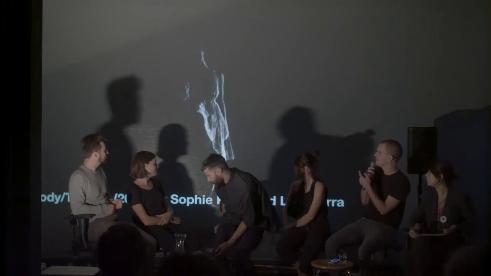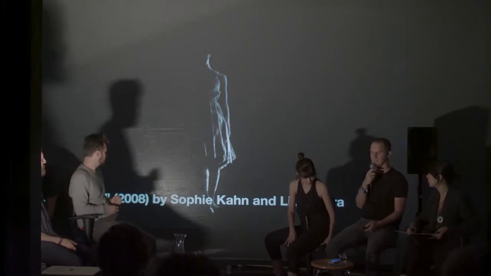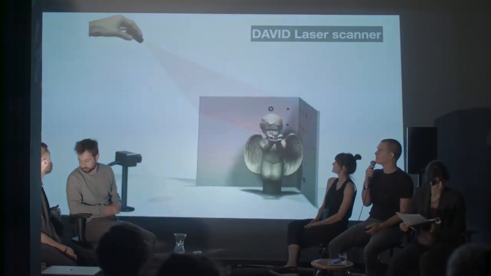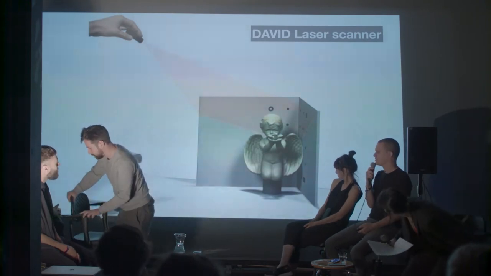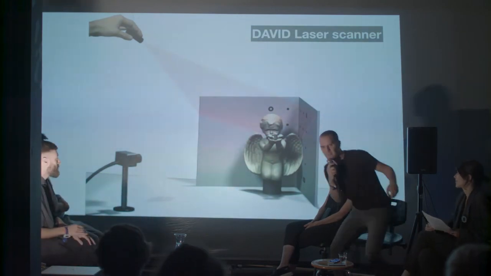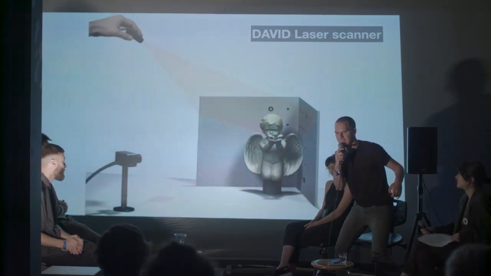in 2008. This is an excerpt from a piece called Body Traces by Sophie Kahn and Lisa Parra. I saw this piece in 2008 where they're doing some kind of scanning of a dancer's body in 3D and rendering these gestures out. I was really excited when I saw this because I'd never seen anything like this before. And I found out that they were using a process called David Laser Scanner, which meant that for every single frame of video, they had to have the dancer stand still for about 1 minute, and then they would move to the next frame, and the next frame.